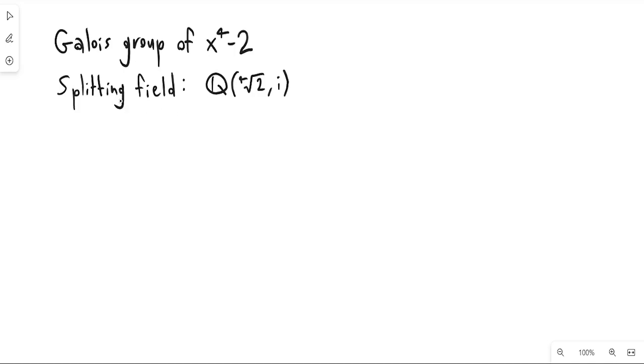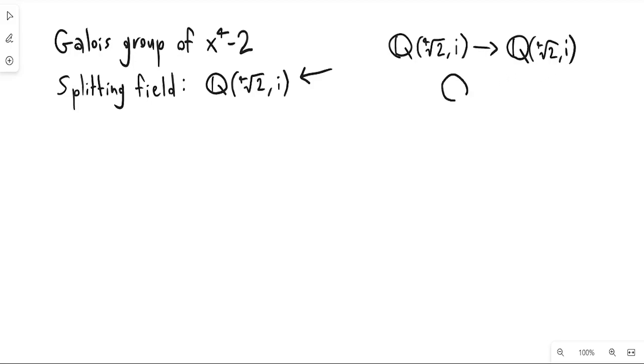But now we want to find the Galois group. That's going to be the group of automorphisms on this field, and it's going to be the automorphisms that preserve the base field. So basically it's going to be automorphisms from Q adjoin fourth root of 2, i to Q adjoin fourth root of 2, i, such that everything in the base field, which is Q, stays where it is, or is fixed.